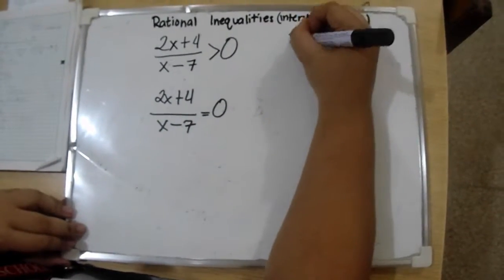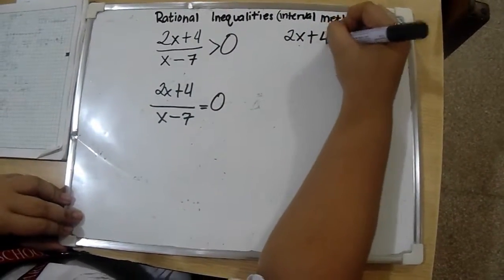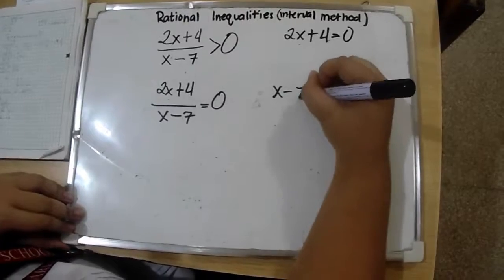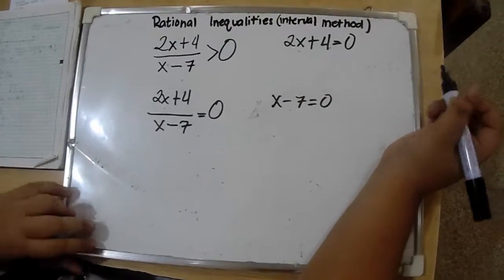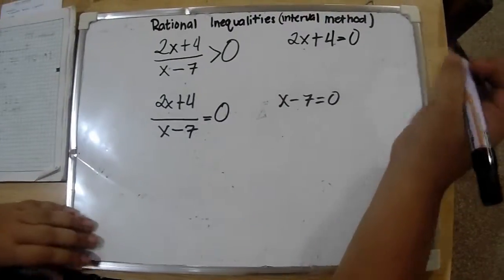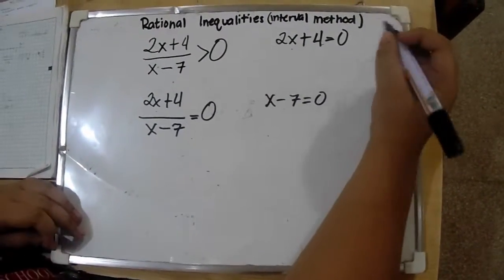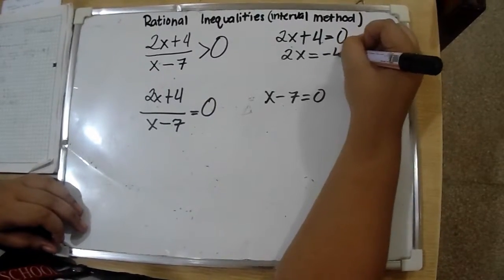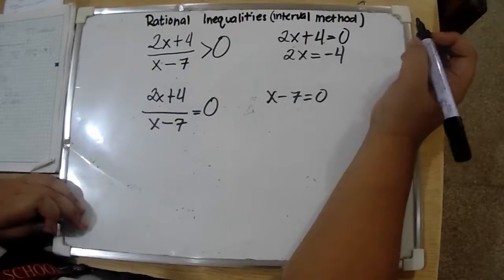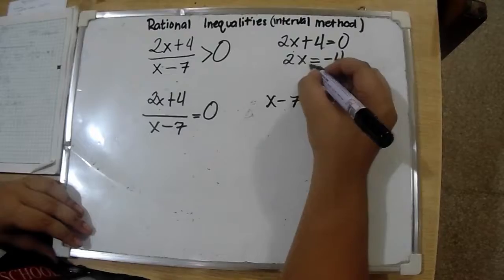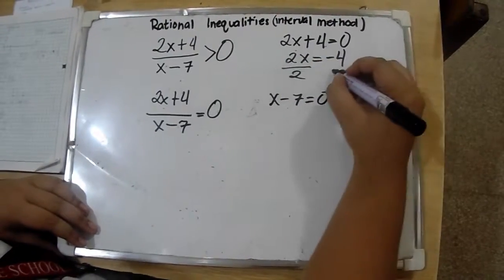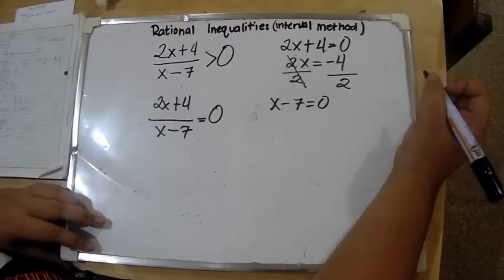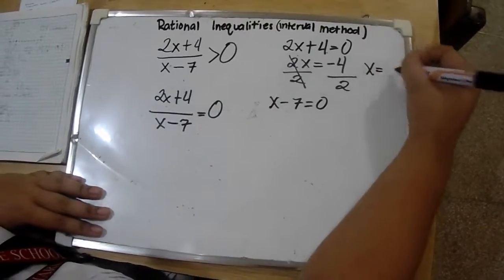So 2x plus 4 is equal to 0 and x minus 7 is equal to 0. Now we need to transpose to the right. So 2x is equal to negative 4. To cancel the value of x, we need to divide both sides by 2. So the answer will be x is equal to negative 2.